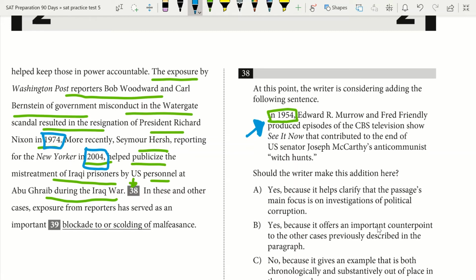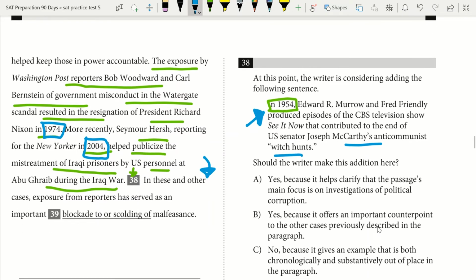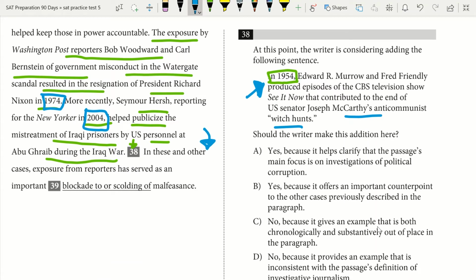But I'll read on to see if I do need to add it for some reason, such as something following it in the next sentence. Edward R. Murrow and Fred Friendly produced episodes of the CBS television show See It Now that contributed to the end of U.S. Senator Joseph McCarthy's anti-communist witch hunts. In these and other cases, exposure from reporters has served as an important blockade to or scolding of malfeasance.